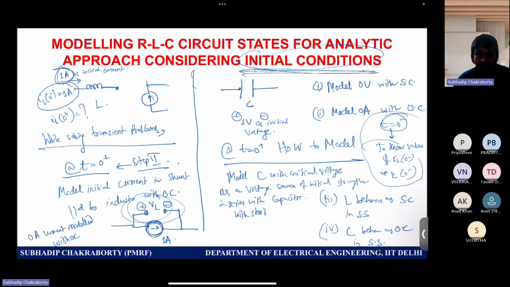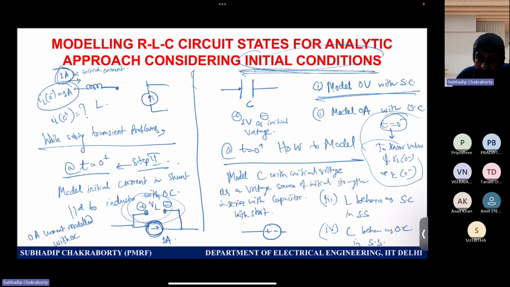Are you understanding why I'm doing it like this? Because assuming zero initial condition, how will a capacitor behave? Initial capacitor voltage was 0. So once you switch on, the final capacitor voltage also should be 0, because voltage across a capacitor cannot change instantly. And if voltage across the capacitor needs to be 0, how to model 0 voltage? With a short circuit.